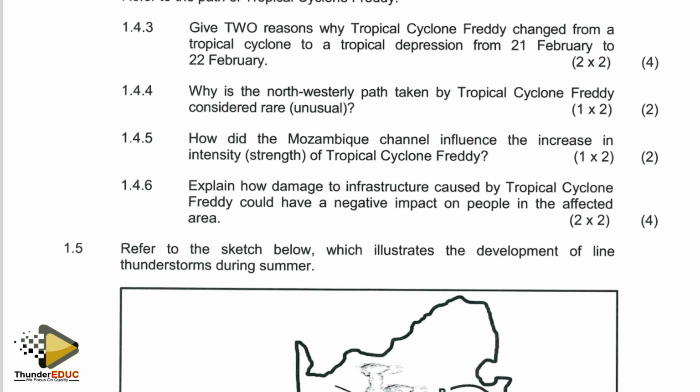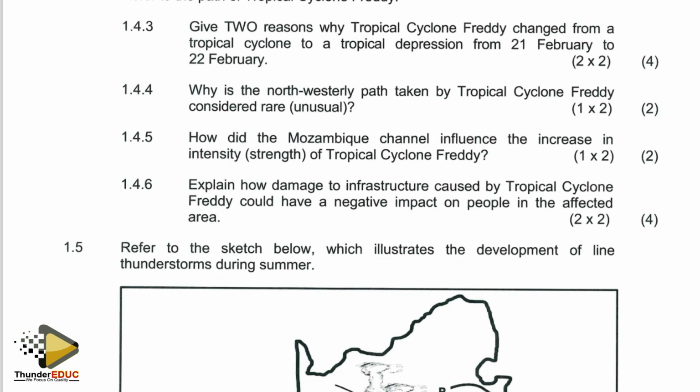Right, we can move on to the next question, which is question number 1.4.4. Why is the northwesterly path taken by tropical cyclone Freddy considered unusual? Right, before I answer this question, I would maybe want to clarify the normal path that tropical cyclones take.